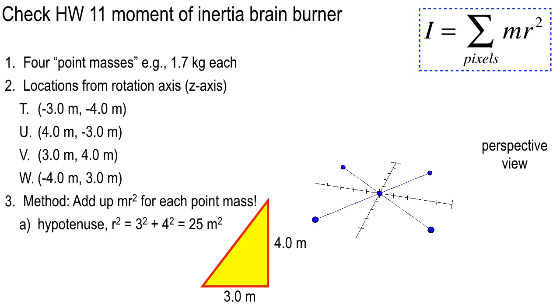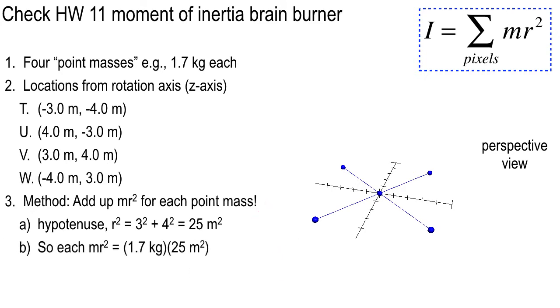And the way that I set it up, it's 5 squared, r squared, from the axis. 5 square meters for this point mass away from the axis. For this one up here in the first quadrant, and for this one down here in the fourth quadrant. And so for each mr squared, you basically have, in this example anyways, 1.7 times 25 square meters.